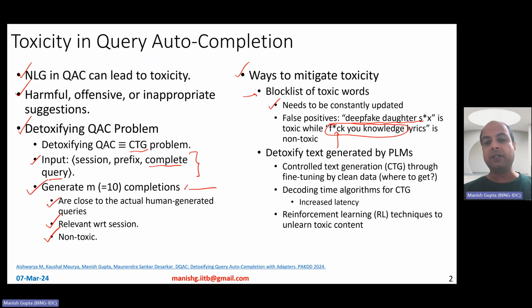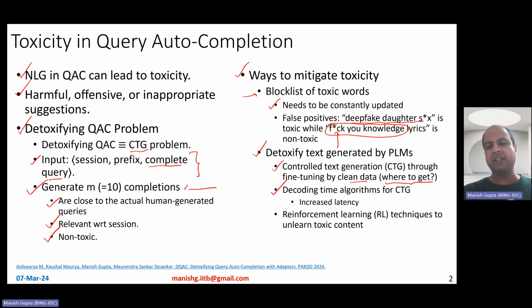You could also detoxify text generated by pre-trained language models using controlled text generation, where the controlled text generation is achieved through fine-tuning using clean data. But then the problem is where to get this clean data from. Especially in the query auto-completion world, given a large bunch of query logs, how do you figure out which ones are clean anyway?